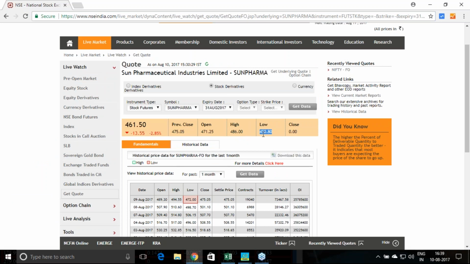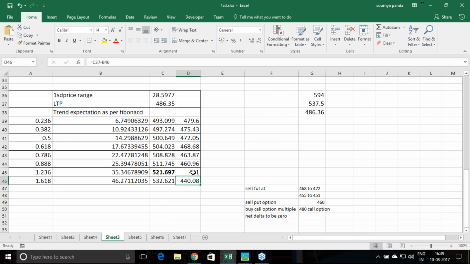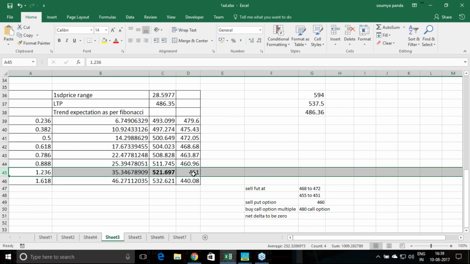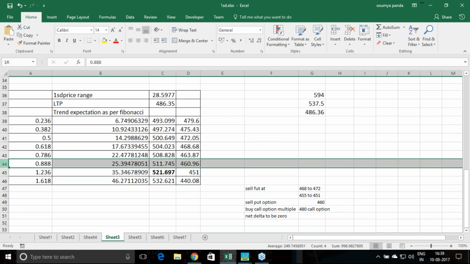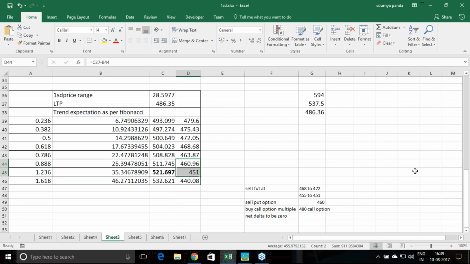The third cycle ends at 440. If I compare today's low, it has gone to 451 and closed at 461.5. So till the 1.236 retracement we have come, and from there we have gone and closed at the 0.888 retracement. So three cycles almost have been completed in the downtrend. As per the swing trading principle, now we can expect a bounce back, a recovery of the trend, or it may continue for another two more cycles.